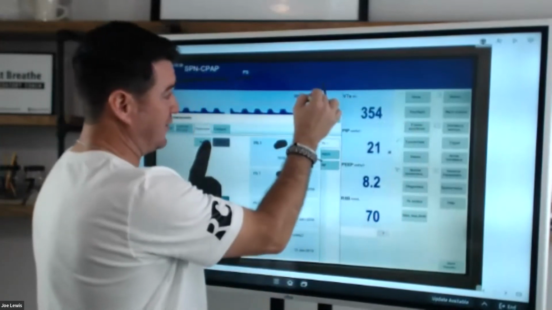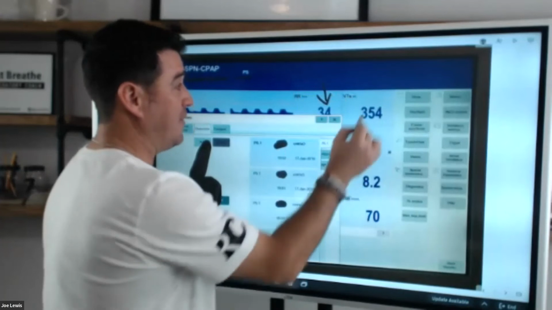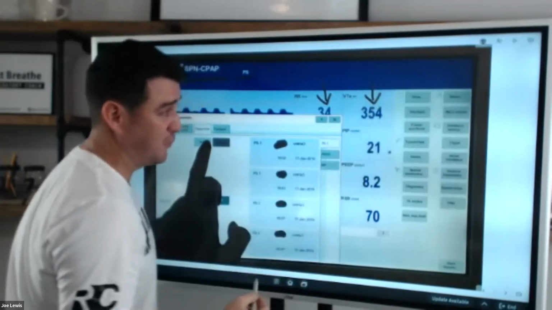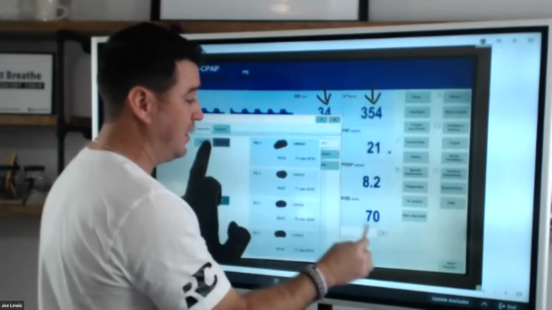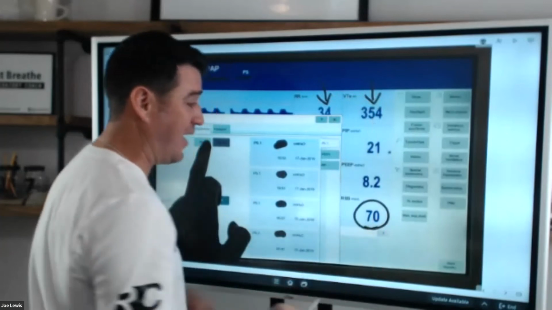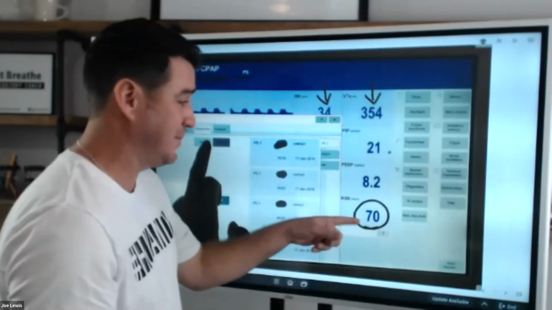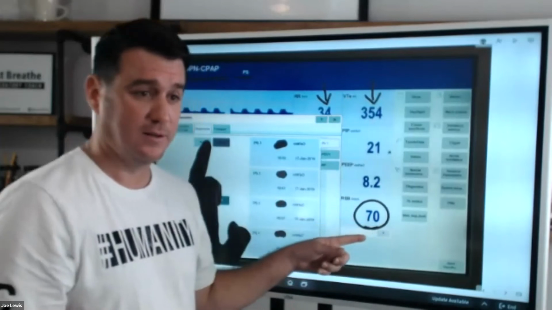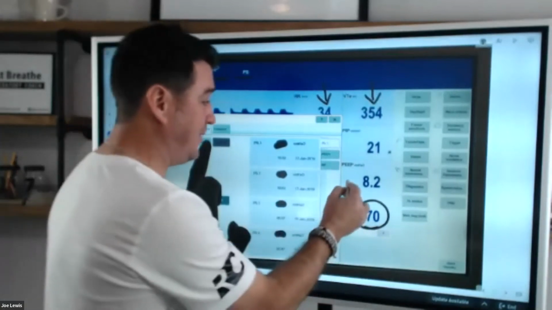And we see we have a rate of 34 and an exhaled tidal volume of 354. Now, that's just one tidal volume. Our vent is telling us down here that our average over-time RSBI is about 70. Okay. Now, we're on a PEEP of 8.